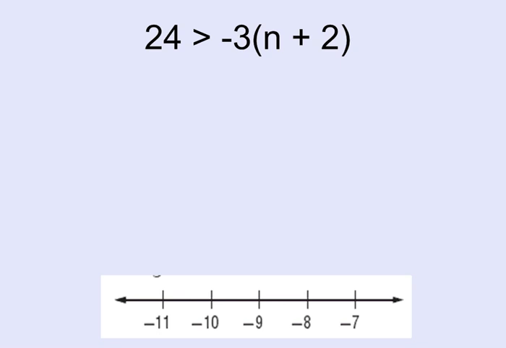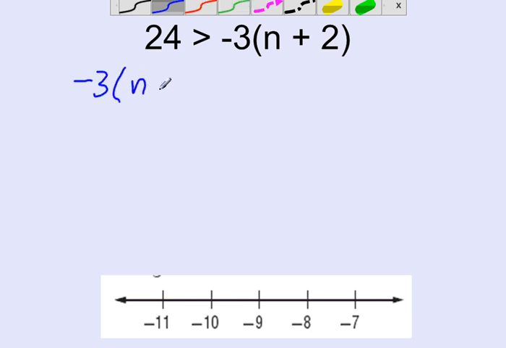Now, what I say when I solve these is I'm going to keep the variable on the left-hand side. So what I've got to do is swap sides. I'm going to take the 24 and move it over to the right side, and then I'm going to take this negative 3 times n plus 2 and move it over here to the left side of the inequality sign. Okay, so watch how I do that. I'm not going to change the order of the terms. The terms are going to stay in the same order. So I'm going to take negative 3 and then n plus 2. Everything stays in the same order.